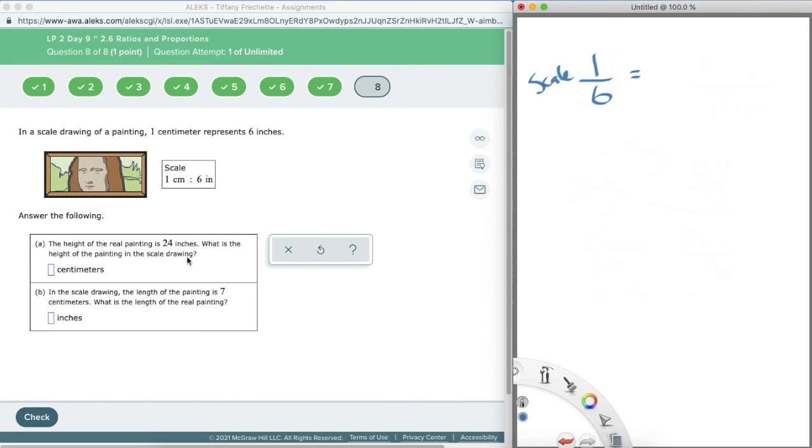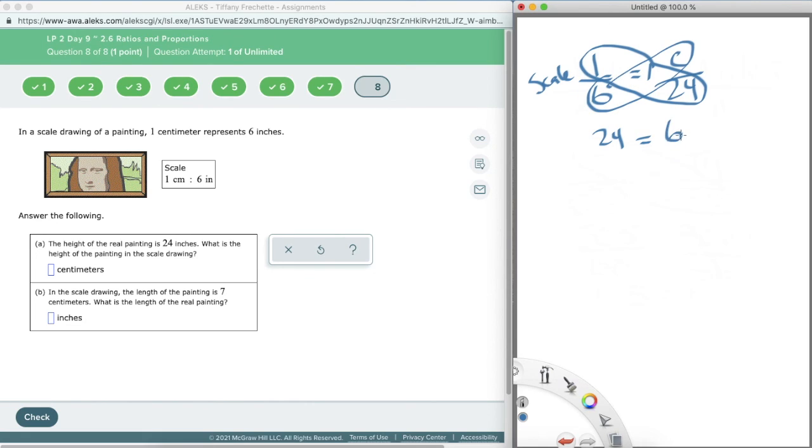So for every 1 centimeter, we have 6 inches. Well, if I have 24 inches, I want to know how many centimeters I'm going to have there. So I'm going to go C for centimeters here. So we're going to cross multiply. 1 times 24 is 24 equals 6 times C is 6C.